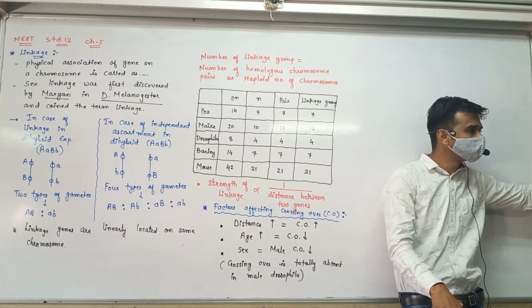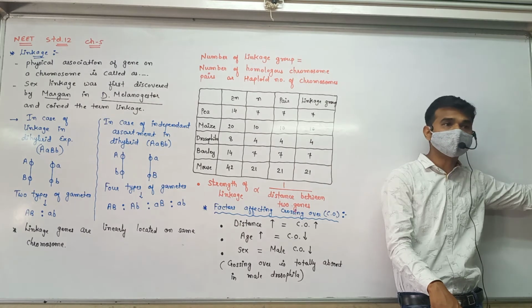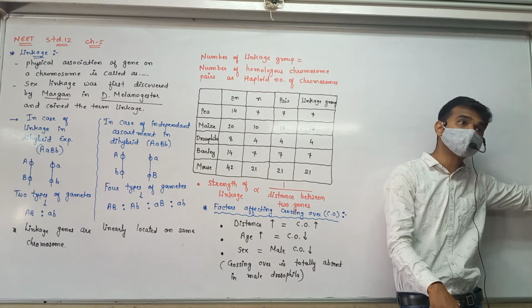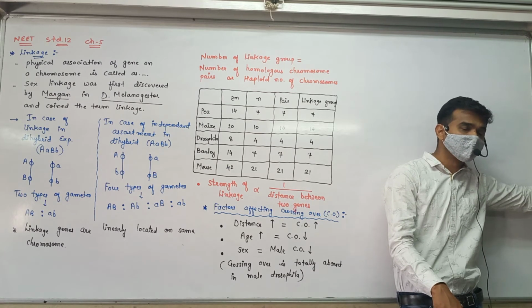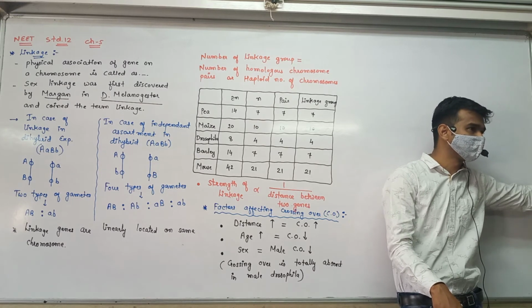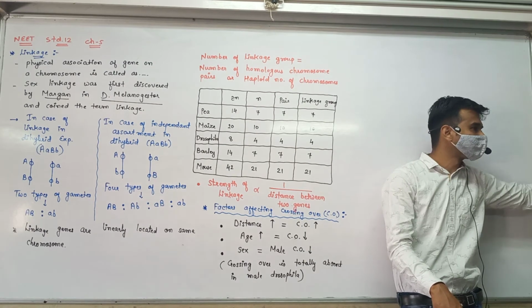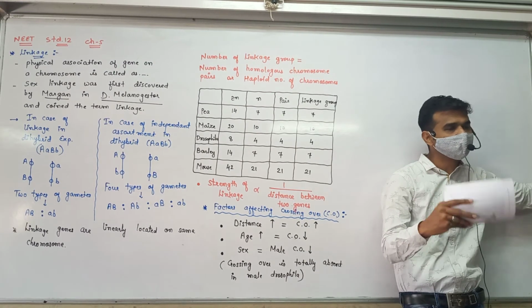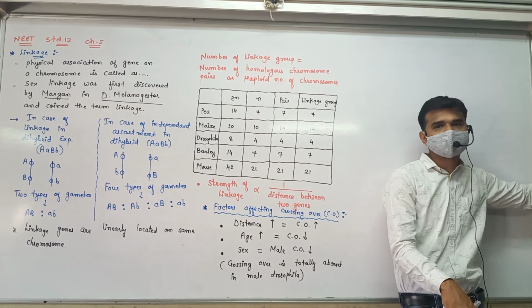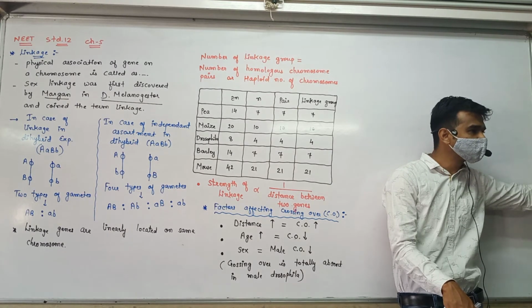So here you also consider the length of the chromosome. If the length of the chromosome is more, there is more crossing over, because only in meiosis cell division does crossing over occur. And when the chromosomes are twined around each other, at that time the number of chiasmata formed is more. That's when there is more crossing over.